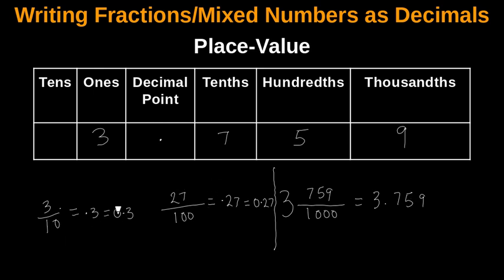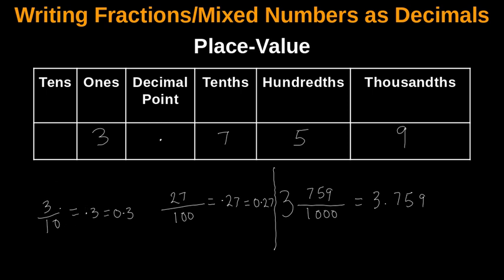Now I need you to take note of something. Here we have 1 zero and we have just 1 digit after the decimal point. Here we have 2 zeros and we have 2 digits after the decimal point. Here we have 3 zeros and we have 3 digits after the decimal point. That's how it works. So to confirm if your decimal is actually correct, just compare the number of zeros of your denominator to the number of digits you have after the decimal point. That is if your denominator is a 10 or 100 or 1,000.